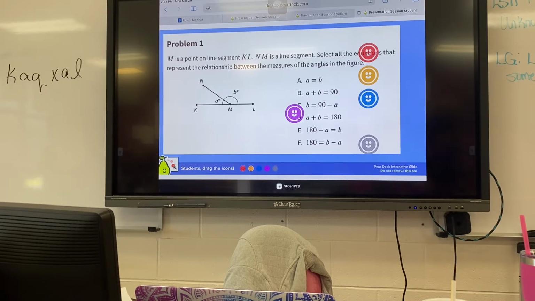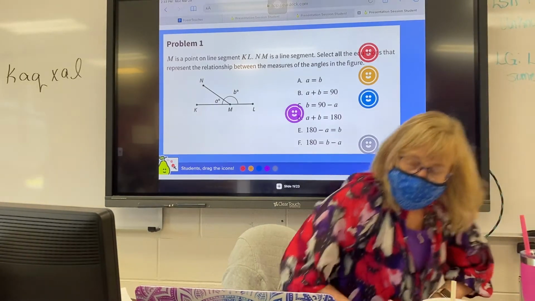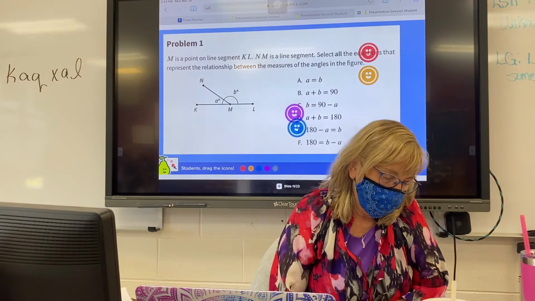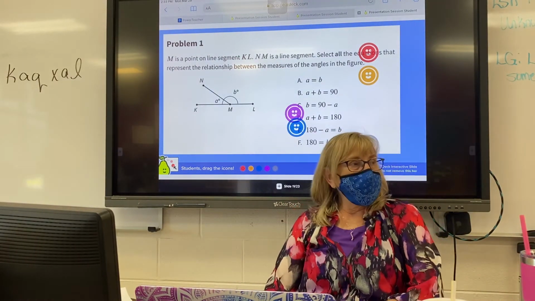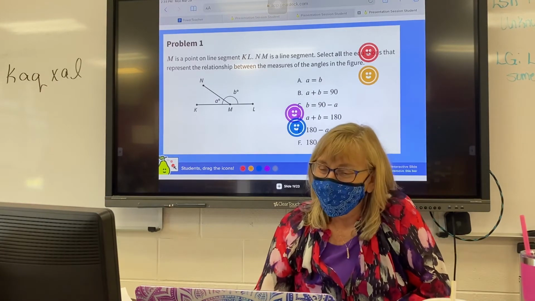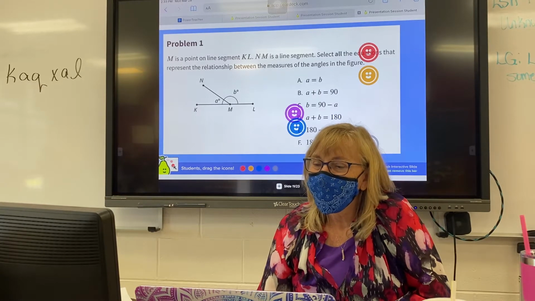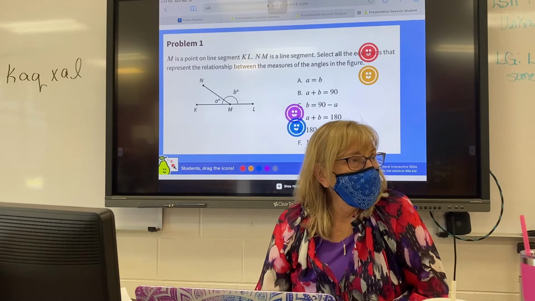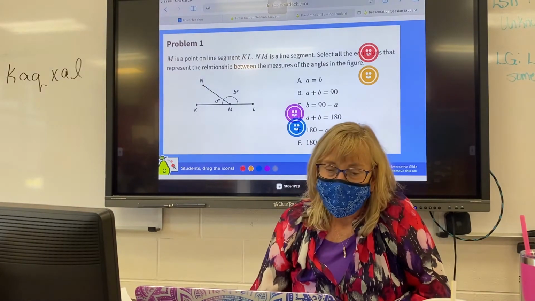You were exactly right. So E works. How about F? If I take B and subtract A, that is saying that the whole thing is angle B minus angle A, and that would be right. That wouldn't make sense for it to equal 180, would it? Good job. All right.